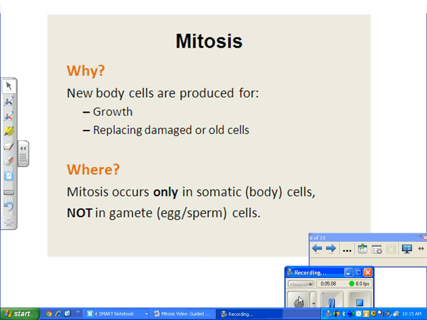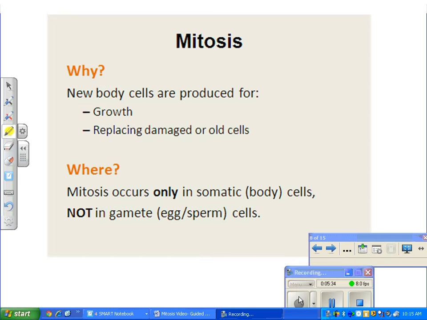Okay, so mitosis, why? These are new body cells produced for growth and replacing damaged or old cells. If we think about what the body goes through day to day, cells are either worn out or can be destroyed by the physical environment, so we're going to need to replace them. Mitosis is absolutely necessary for that to happen. If we don't replace our cells, we lose all the ones we have, and we would not be in a good situation.